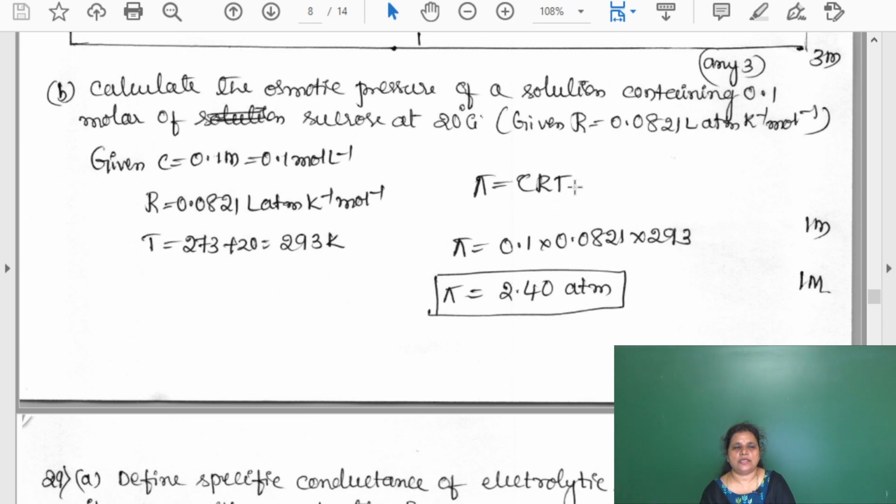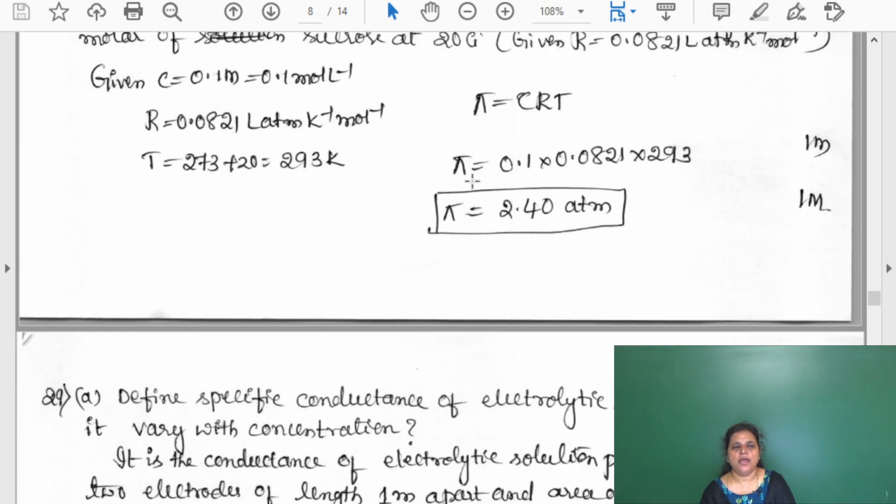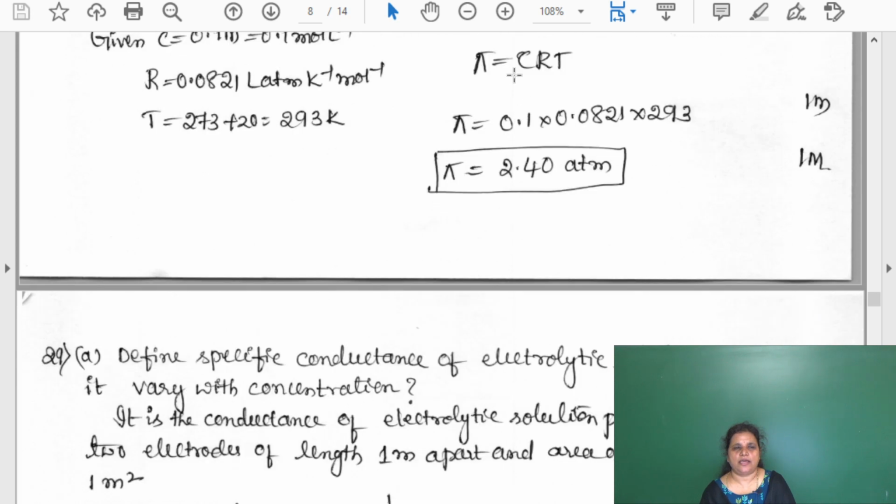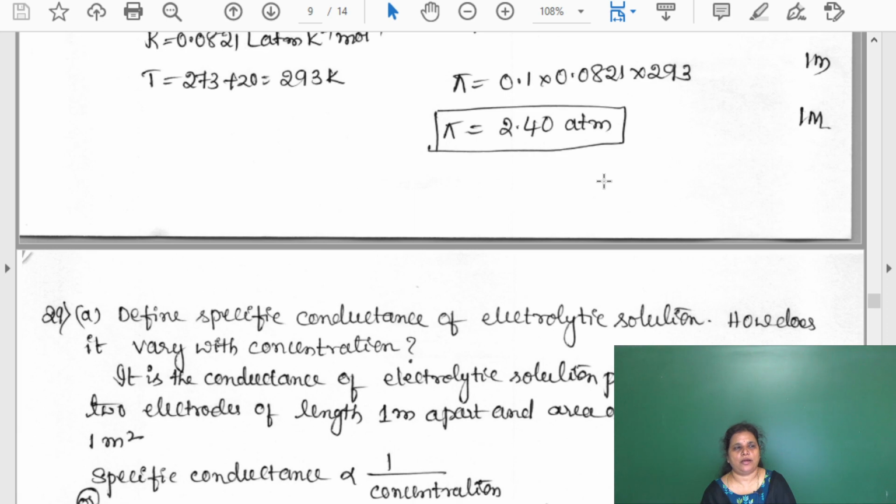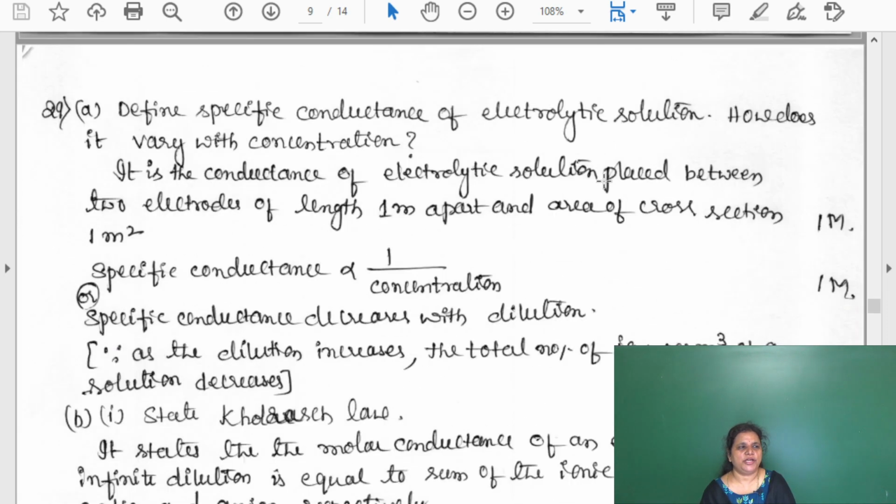So this is the formula to calculate osmotic pressure. Pi is equal to CRT, and pi is equal to concentration 0.1, substitute the value of R and this temperature, that carries 1 mark. And after simplification, with the unit, the value you write is 2.40 atmospheres and that carries 1 mark. So move on to question number 29.